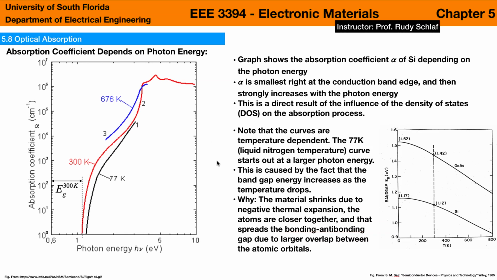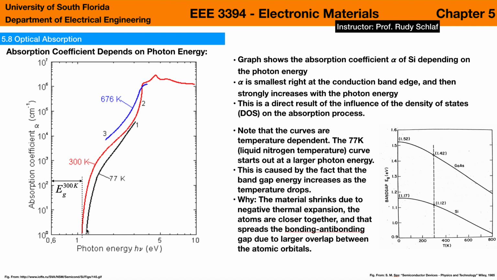Let's have a look at some experimental results where they measured the absorption coefficient of silicon at different temperatures. So in this graph here you see the absorption coefficient plotted versus the photon energy. Basically the experiment works like this: with a monochromator, monochromatic light is put through a thin slice of silicon, the attenuation of the light is measured, and then the absorption coefficient is calculated with the Lambert-Beer law. And so these are the curves that an experiment like this yields.